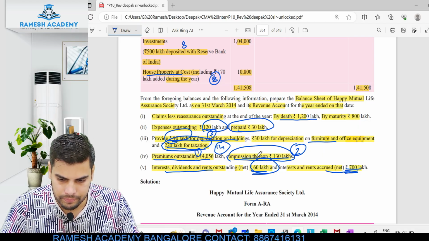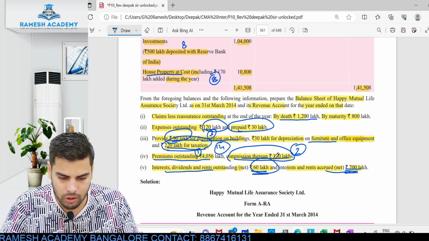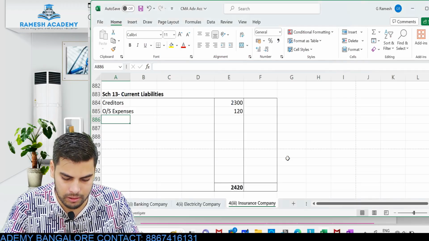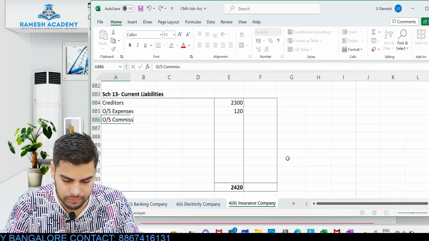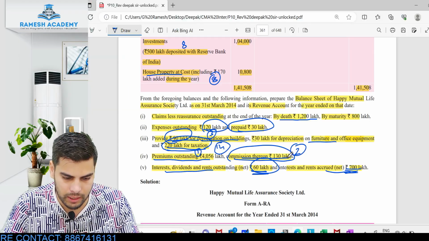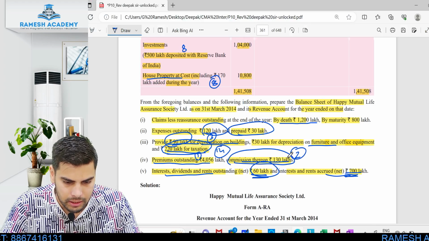Okay, so after this, do we have anything else? Yes. So we have got certain commission which is due but not paid. Okay, how much is it? So we have got 130 rupees which is commission payable. This is outstanding commission. How much? 130. Commission payable is 130. And then is there any other things?